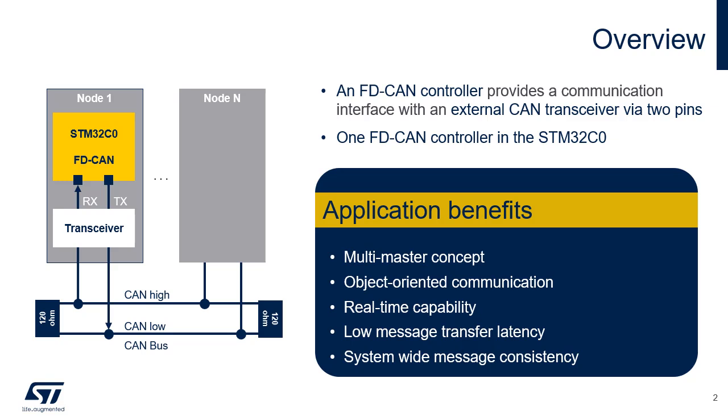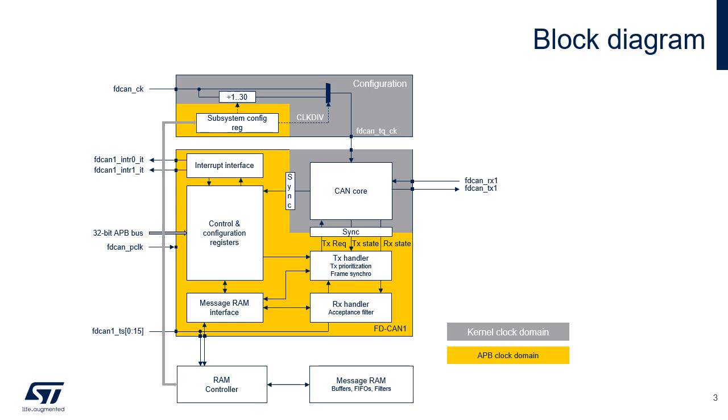The STM32C0 microcontroller integrates one FDCAN controller. The CAN subsystem supports one FDCAN controller, named FDCAN1. This controller supports both the basic extended CAN protocol, versions 2.0a and b, with a maximum bit rate of 1 megabit per second, as well as the CAN FD protocol version 1.0, with up to 64 data bytes and a data bit rate of up to 8 megabits per second.